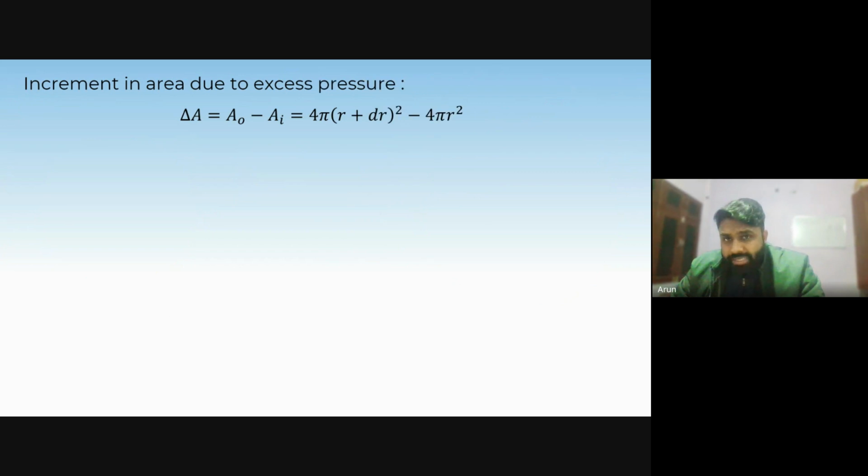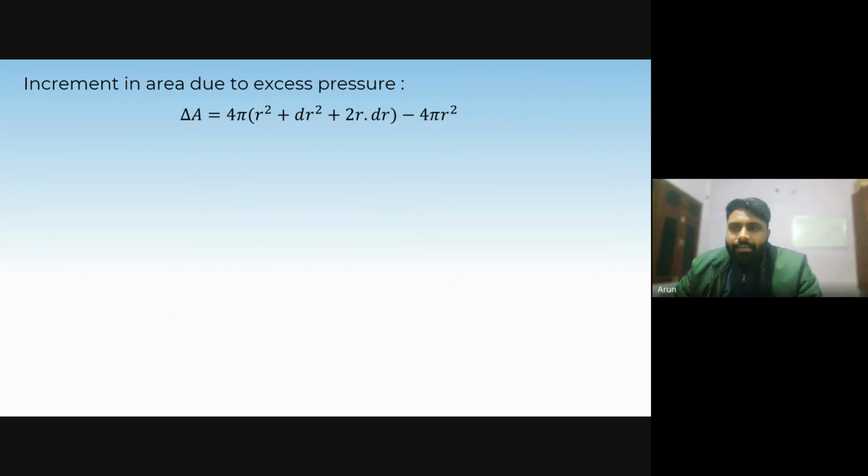So change in area we can also calculate, because now the radius will become r plus delta r. So what will the final area become? It will become 4 pi (r plus delta r) square. Any point of time, if you have any doubt, you can ask immediately. So delta A is the final area minus the initial area, 4 pi (r plus dr) square minus 4 pi r square. We will open this expression.